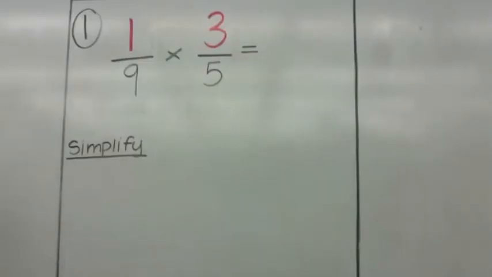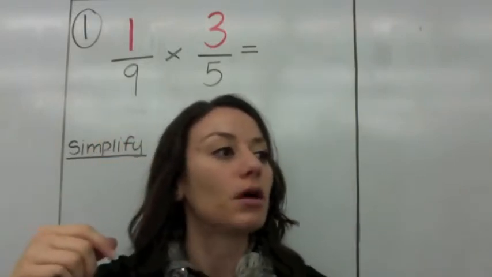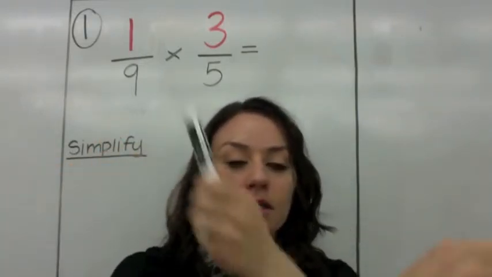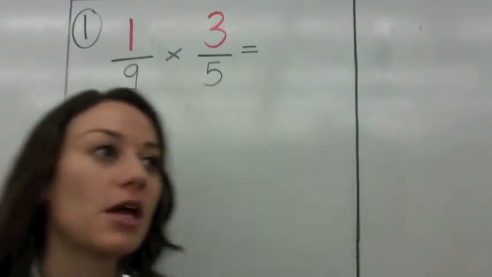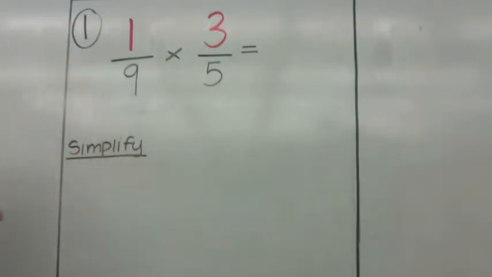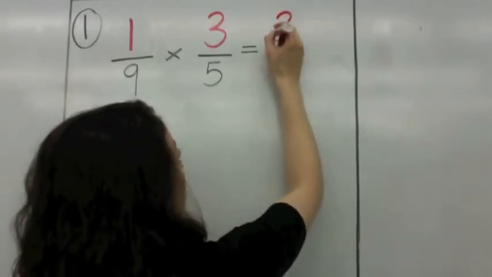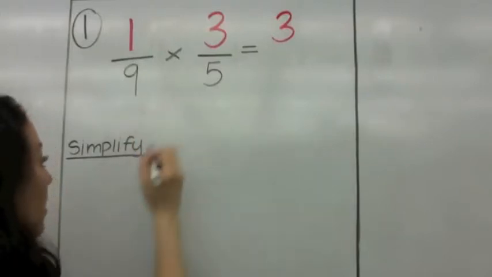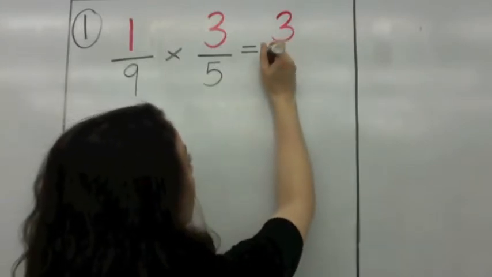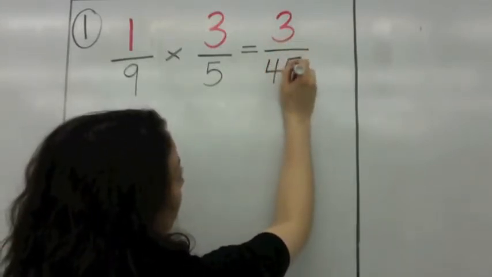So we know if we're multiplying fractions, say multiplying fractions, multiply across. So you're going to multiply the top numbers and then you're going to multiply the bottom numbers. So 1 times 3 is, what's 1 times 3? 1 times 3 is 3. Very good. All right. And what about 9 times 5? What is 9 times 5? 9 times 5 is 45.